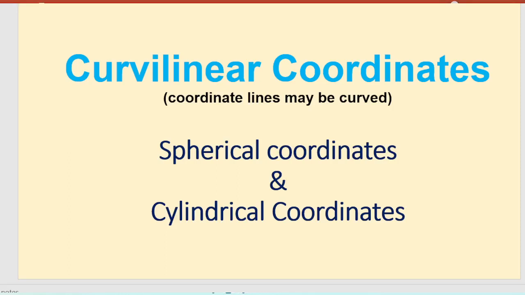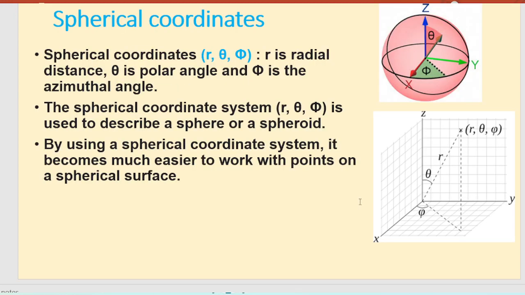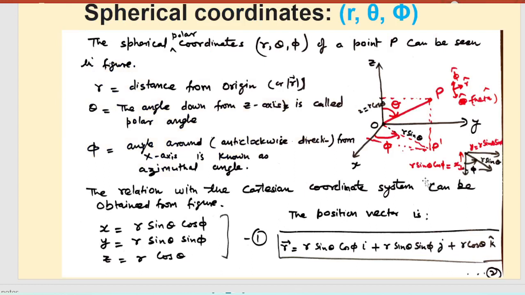Hi students, in this video I will discuss curvilinear coordinates, which are coordinate systems in which the lines may be curved. First, spherical coordinate systems will be discussed. Spherical coordinates are denoted by r, theta and phi, where r is the radial distance, theta is the polar angle and phi is the azimuth angle. Let us discuss it in this figure.